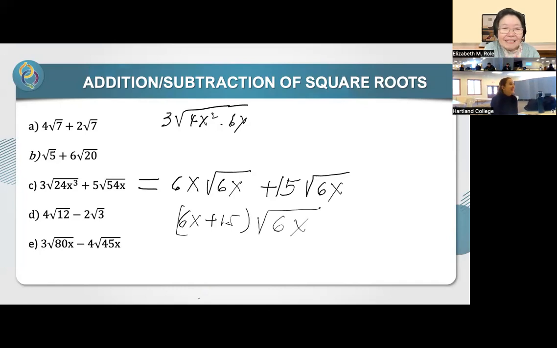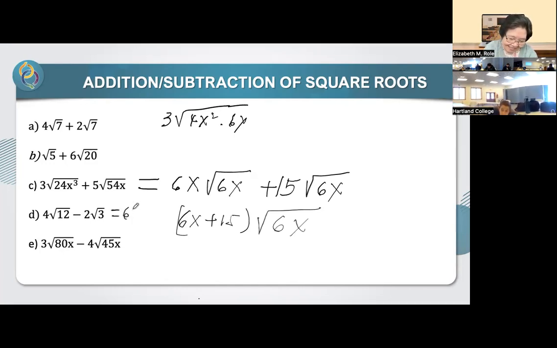The square root of 12 is the same as the square root of 4 times 3, correct? But then the square root of 4 is 2. So 4 times 2 is 8, right? So it becomes 8 the square root of 3. Minus 2 the square root of 3 is 6 the square root of 3. Is that okay? Yes. That's easy. That's correct. So it's 6 the square root of 3.